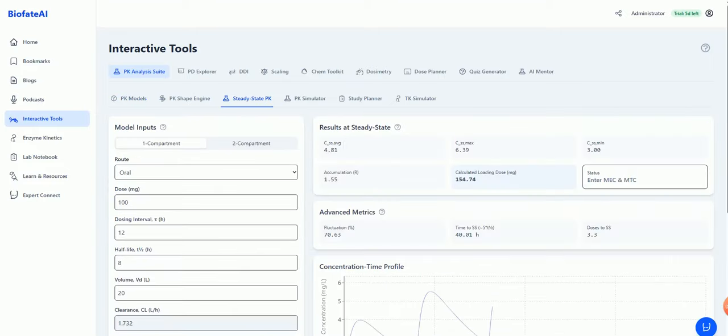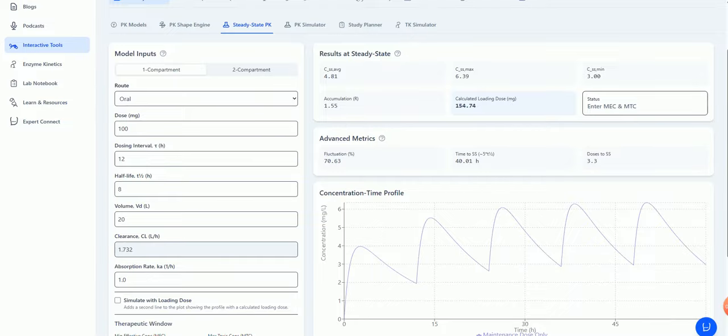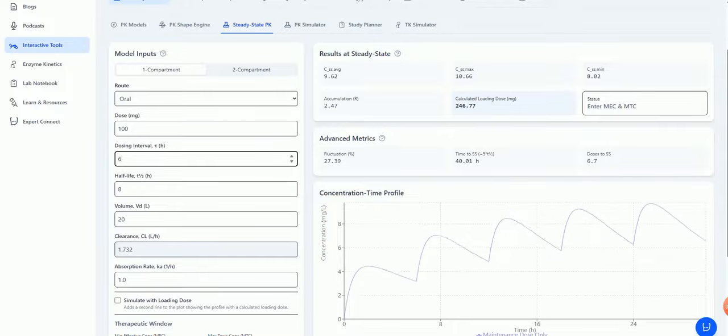Moving to the clinic, we need to understand multiple dosing. Let's look at the steady state simulator. Here, we have a drug with a 12-hour half-life, dosed once daily. The accumulation is minimal. If we dose more frequently, say every 6 hours, watch how the concentration accumulates significantly over time. It takes about 5 half-lives to reach a steady state.